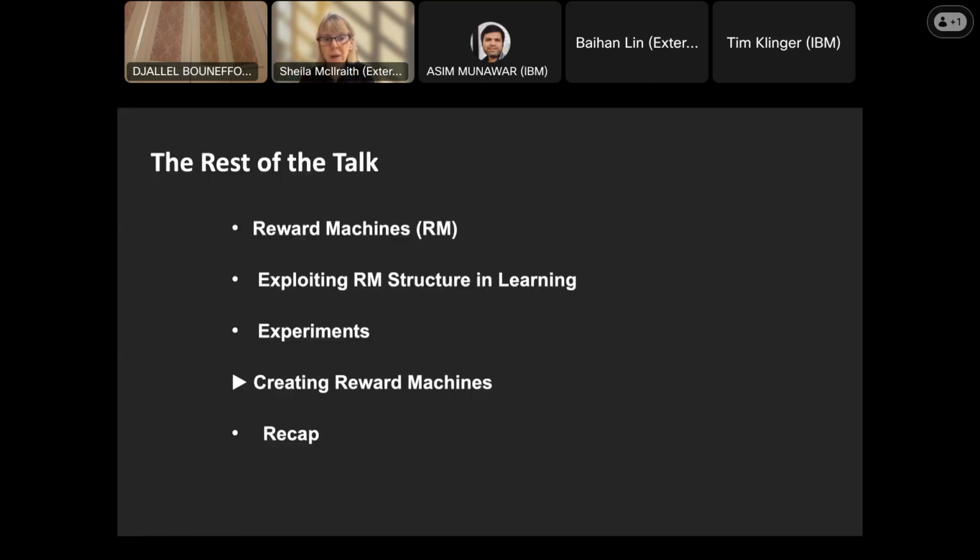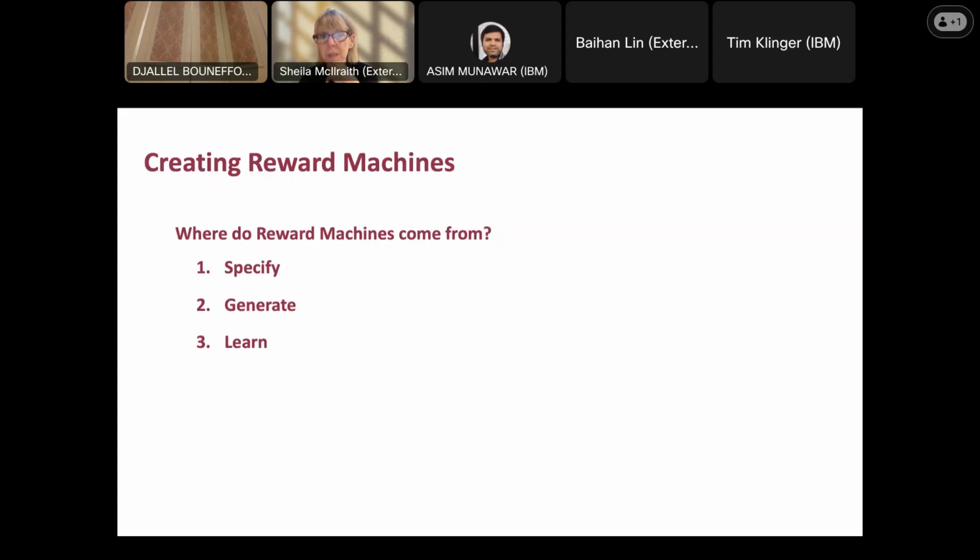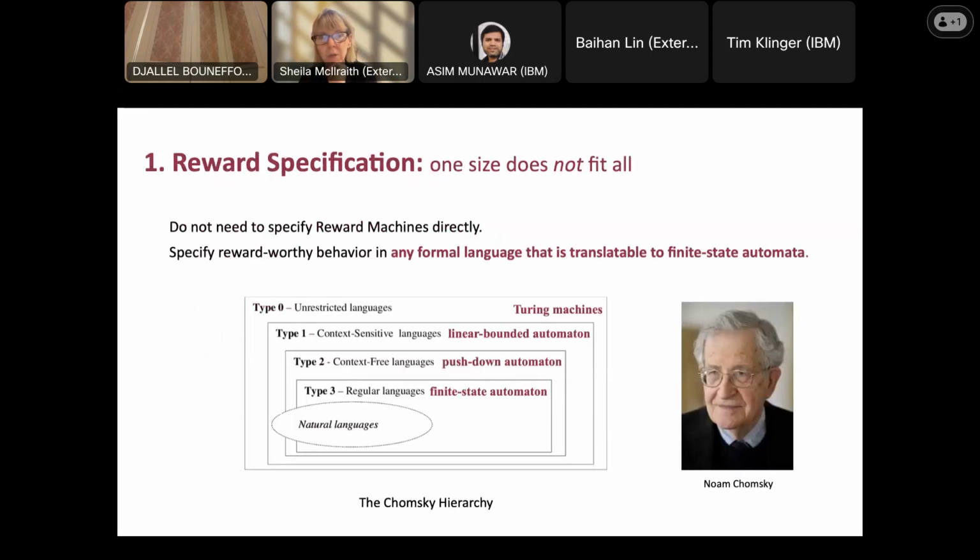So I'll mention a couple of things really quickly, and then I'll wrap up. I think a question you might ask yourself is, gee, do I have to write these automata? Where do these reward machines come from? And indeed, you can write automata. And maybe for those of us here, if we're all computer scientists, it might be easy to write simple automata. But there are many other ways in which we can create reward machines. And just very quickly, we can specify them, we can generate them, and we can learn them. And we've done some work on each of those.